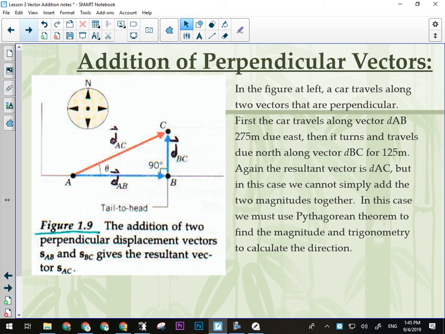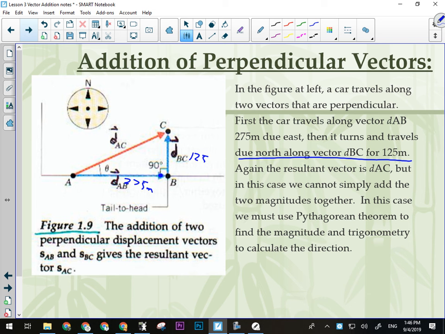Okay? But to add perpendicular vectors, we still follow the same convention. I draw the first line, in this case, 275 meters due east, and then I draw the next vector, which they told me is 125 meters due north. Okay? So I draw it on the head of the first. Okay, so here's the head of the first. I drew the second vector there. That's my 125 meter. Okay?